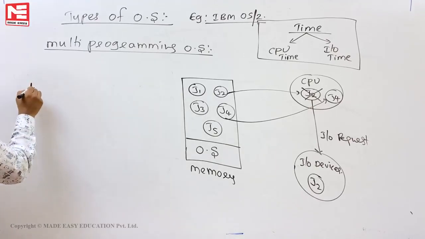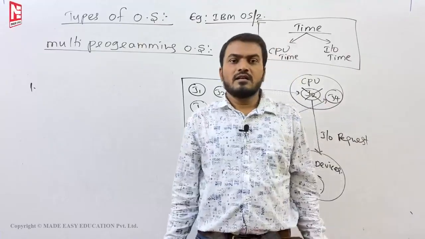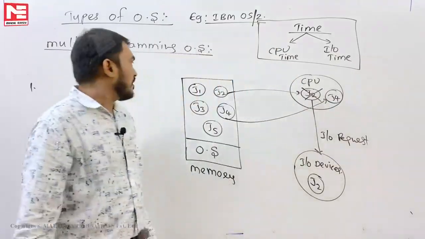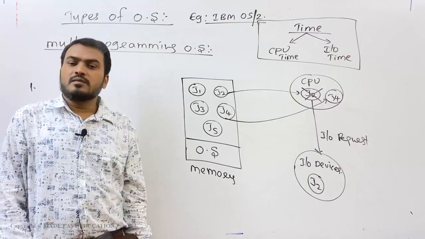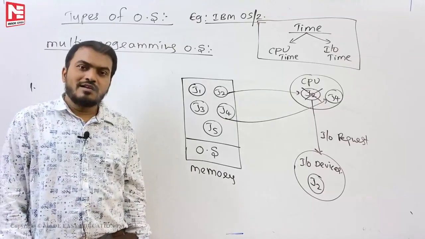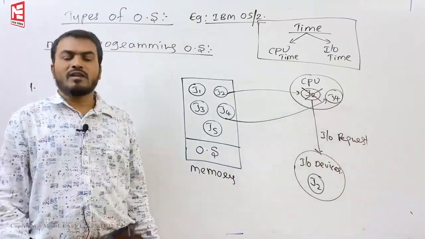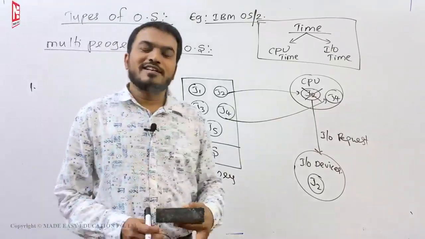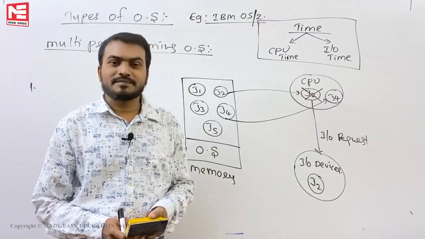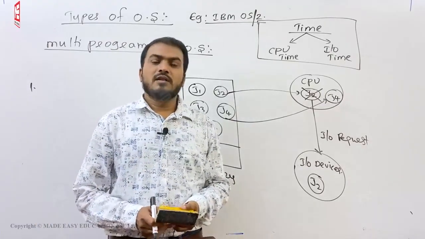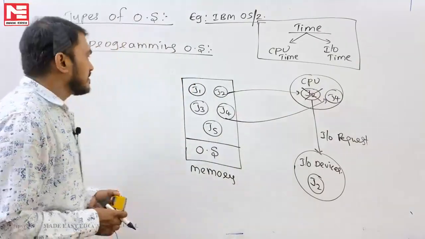If the job is leaving the CPU to perform IO operation, then another job which is ready for execution will be scheduled onto the CPU. Another job which is ready for execution will be scheduled onto the CPU. Okay, right. So that is the first point.